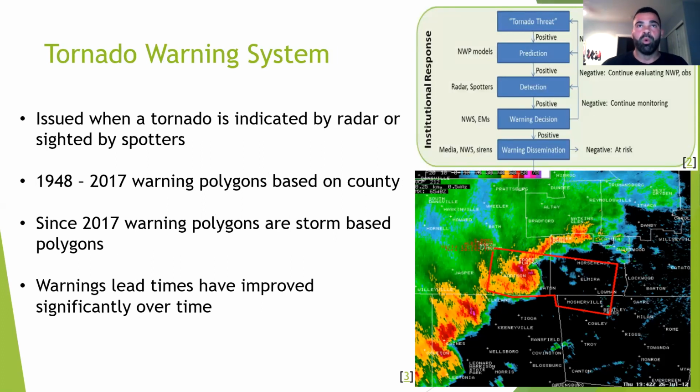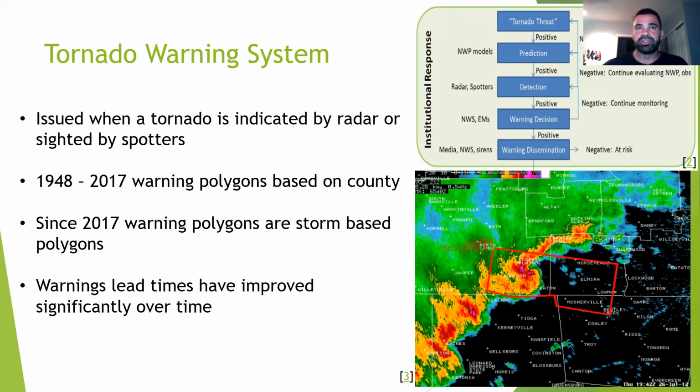So what is a tornado warning? A tornado warning is issued by the National Weather Service when a tornado is indicated either through spotter networks or on radar. Typical warning duration usually lasts around 30 minutes. However, the sequence of events leading to a tornado warning is very complicated, as seen in the flow chart in the upper right-hand corner of the slide.